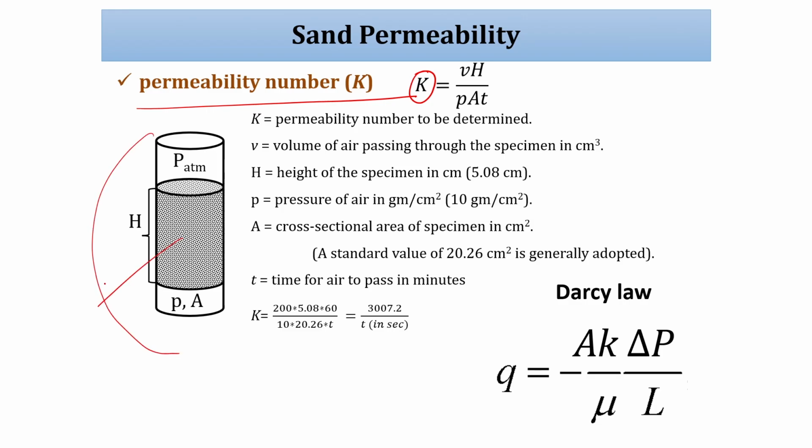This is a mold material, green sand mold. I will write green sand mold material, and prepare like this. H will be 2 inch in height, air pressure will be applied. Permeability number K equals the volume of air passing through the specimen.